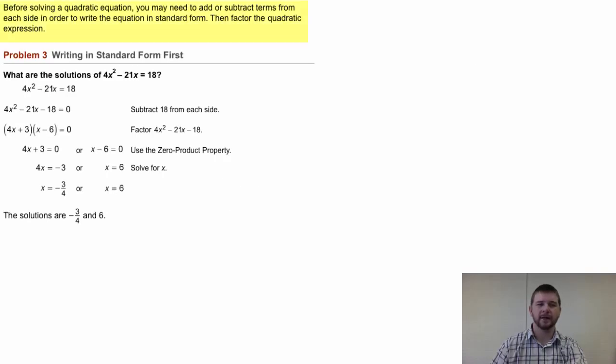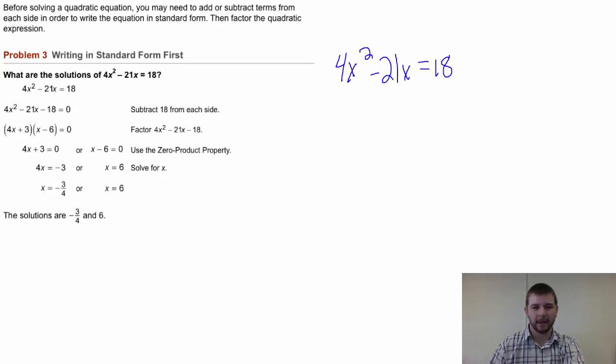Before solving a quadratic equation, you may need to add or subtract terms from each side in order to write the equation in standard form. Then factor the quadratic expression. Here's a good example. In problem 3, writing in standard form first. The question says, what are the solutions of 4x squared minus 21x equals 18? Recall that in this section, we've relied upon the zero product property when solving quadratic equations. Note we have an equals 18 on the right-hand side.